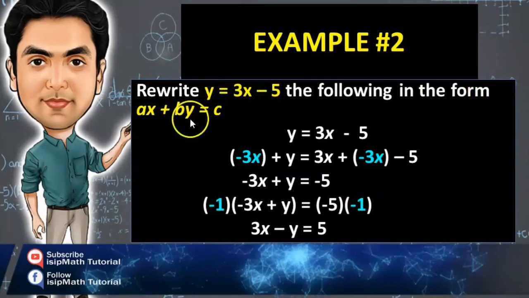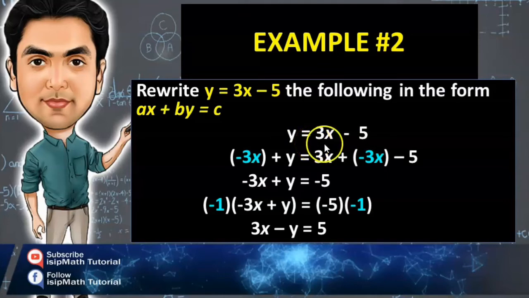For example number 2, rewrite y equal to 3x minus 5 into the form of ax plus by equal c. Okay, so this is our linear equation, slope-intercept form. I-rewrite natin into ax plus by equal to c, which is our standard form. So ito na po yung equation natin, y equal to 3x minus 5.